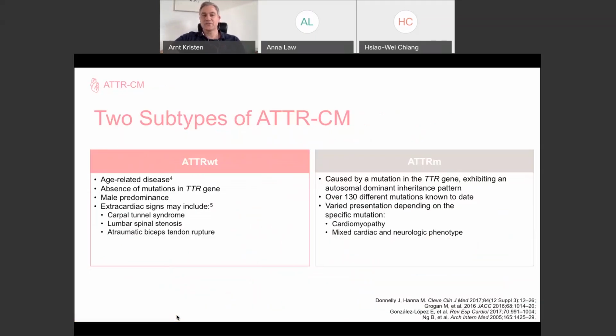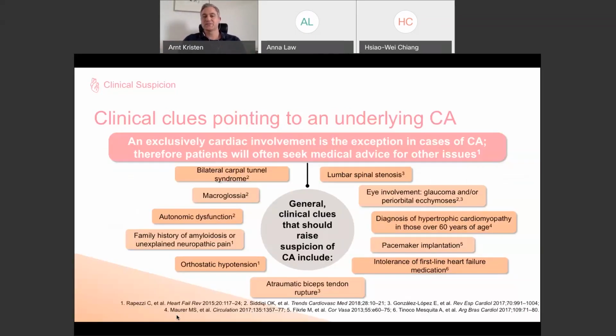So in general, the diagnosis of the disease starts with clinical suspicion. There are some clinical clues that raise suspicion of an underlying cardiac amyloidosis. So as I already mentioned, patients with carpal tunnel syndrome or lumbar spinal stenosis, there's a high number of patients with these diseases having cardiac amyloidosis as well, mainly wild-type TTR amyloidosis.